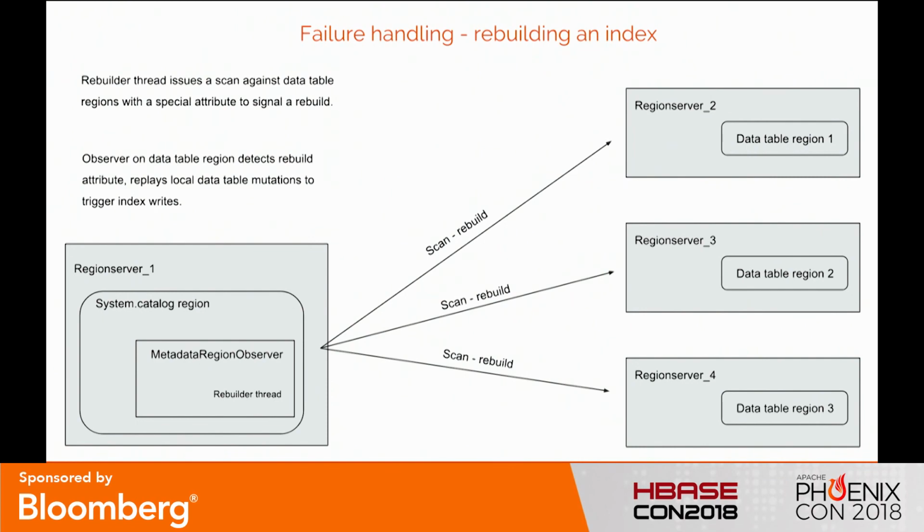Again, the rebuilder thread runs on the system catalog region. We have a region observer called MetadataRegionObserver. It issues a special scan against all the region servers holding data table regions, and it puts a special attribute, rebuild. On those data table region servers, we have an observer that intercepts that and reads that attribute and knows, okay, this is a rebuild scan, and then it kicks off a rebuild on its local data table region.